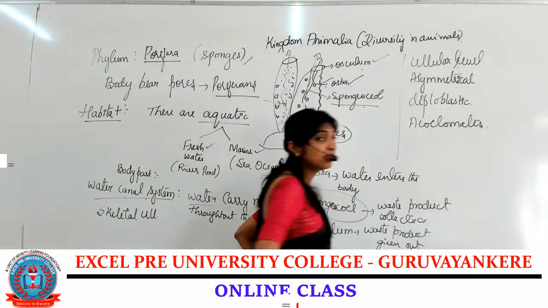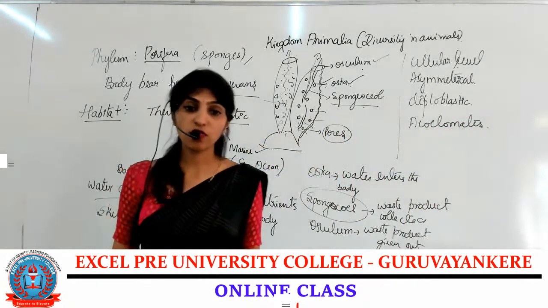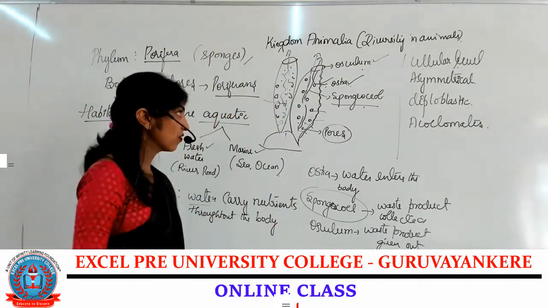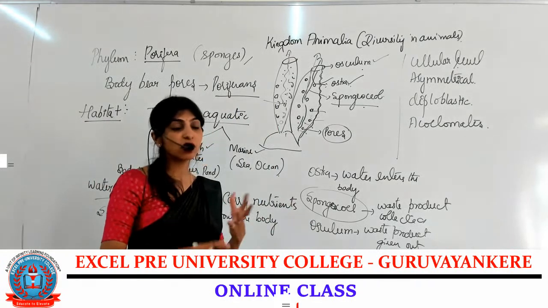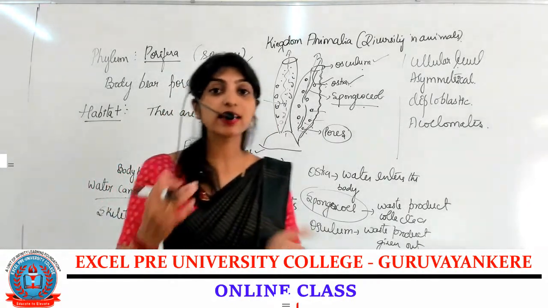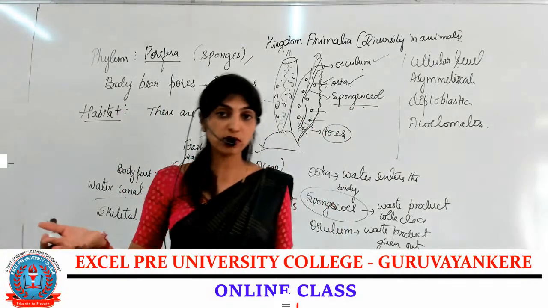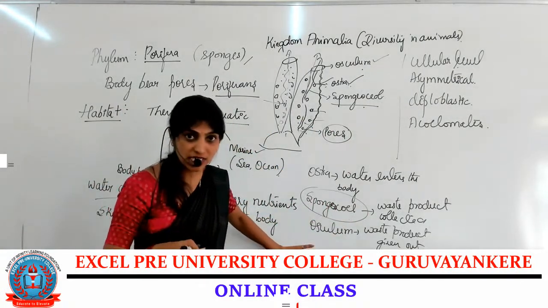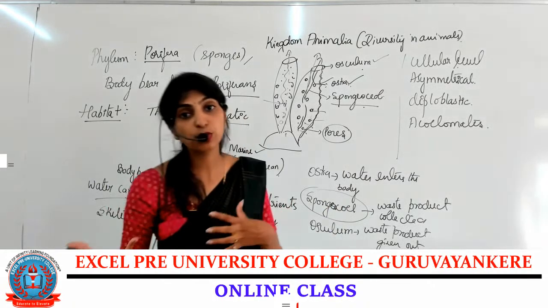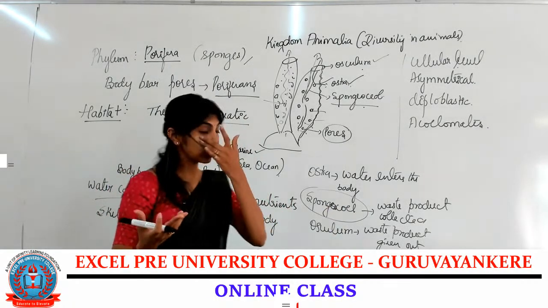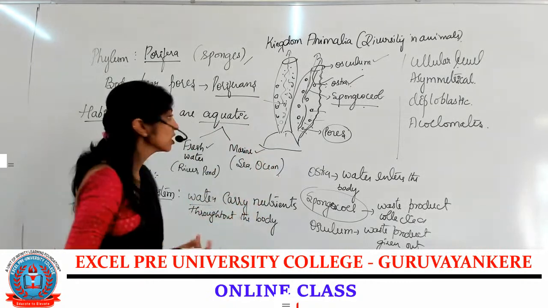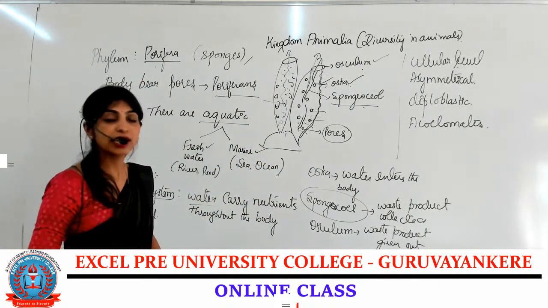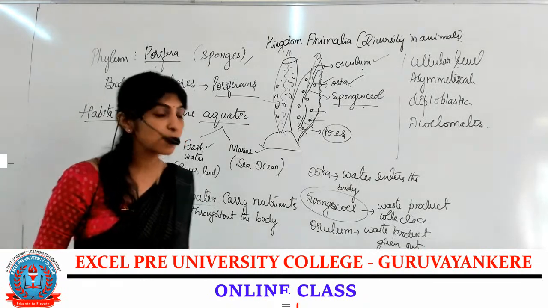This is about the characteristic features of phylum Porifera, which you have already studied in your 9th standard. Again, you will be studying it in detail in your first PUC. So if you know the basic characters well, it will surely help you to study in your first PUC. Coming to phylum Porifera, I repeat here. What are they generally called? They are generally called sponges.